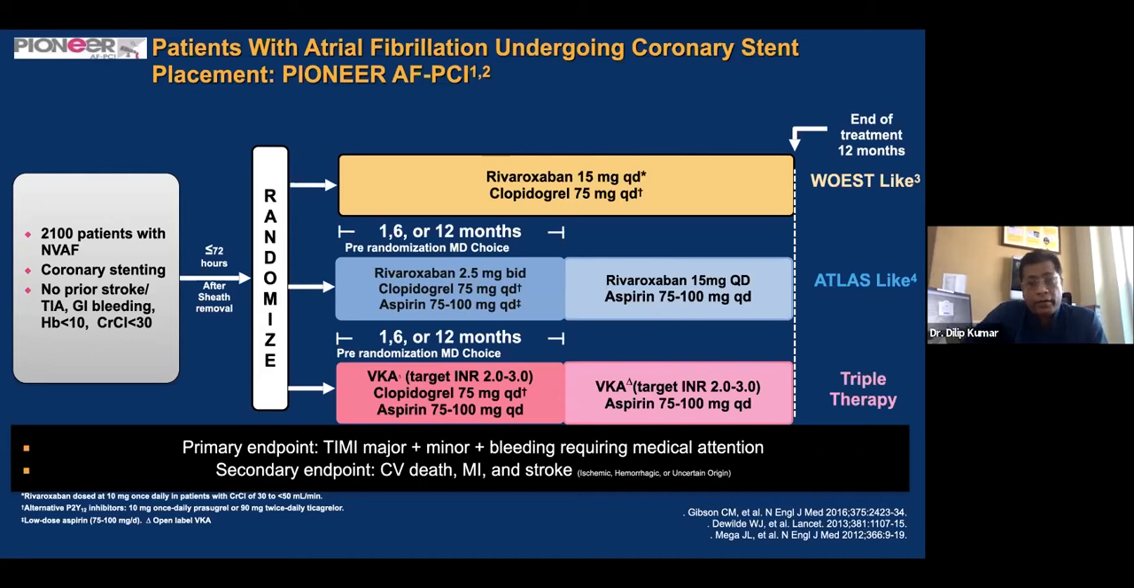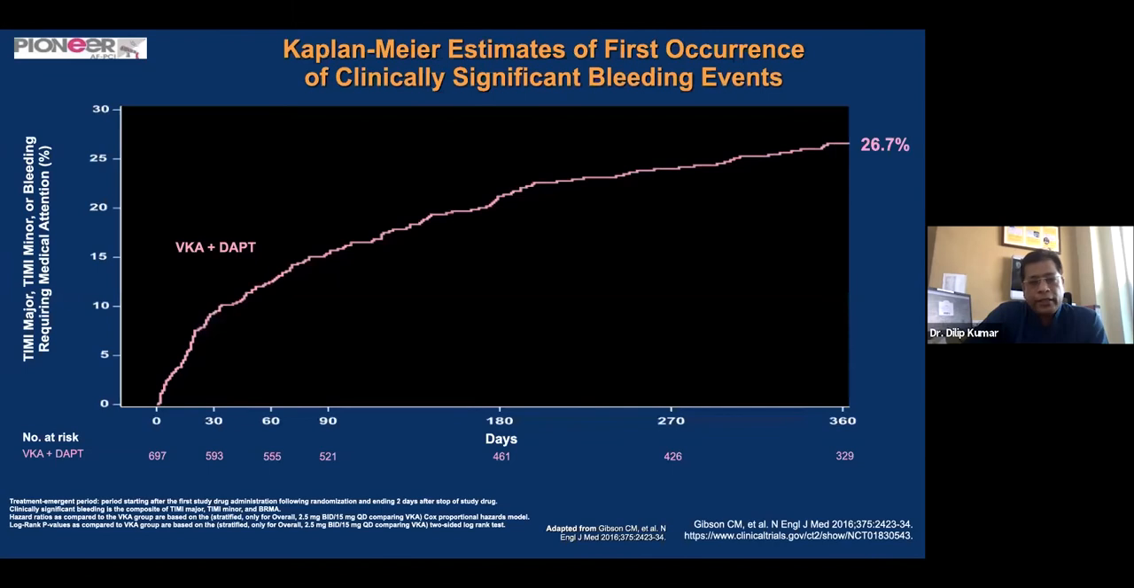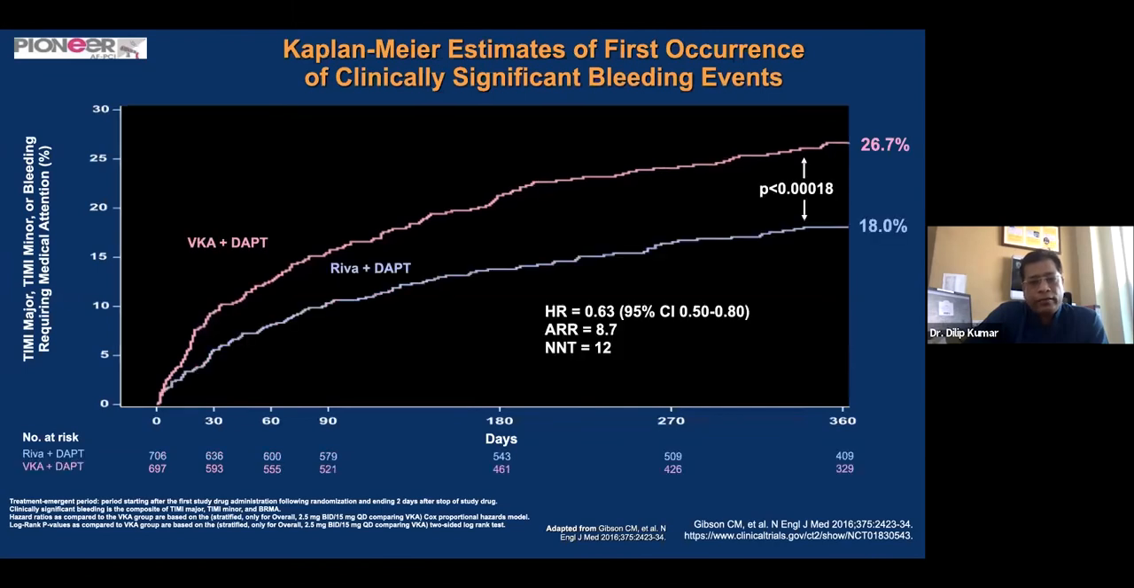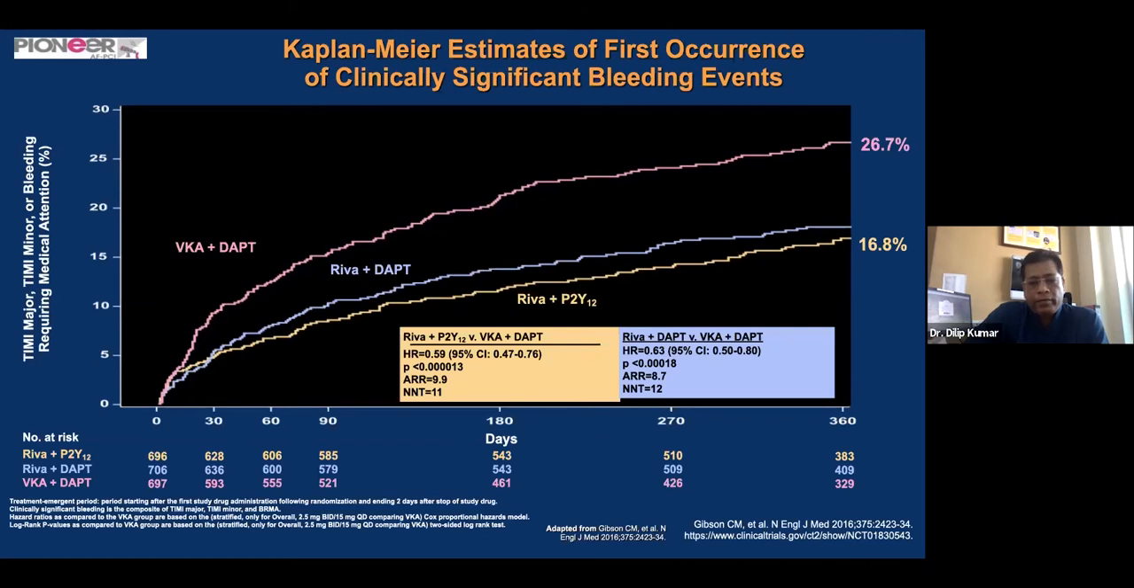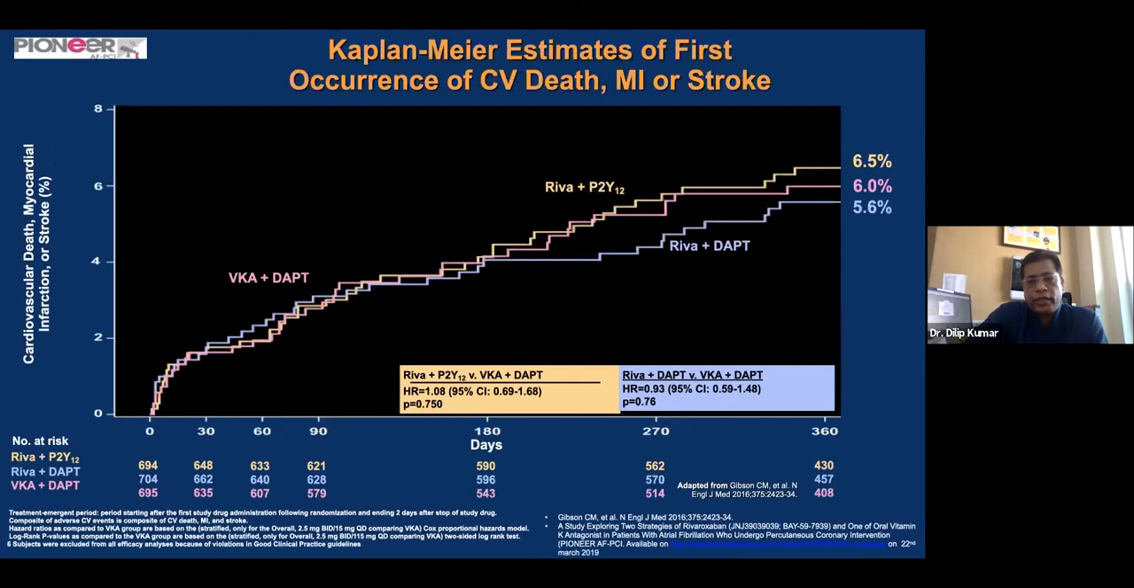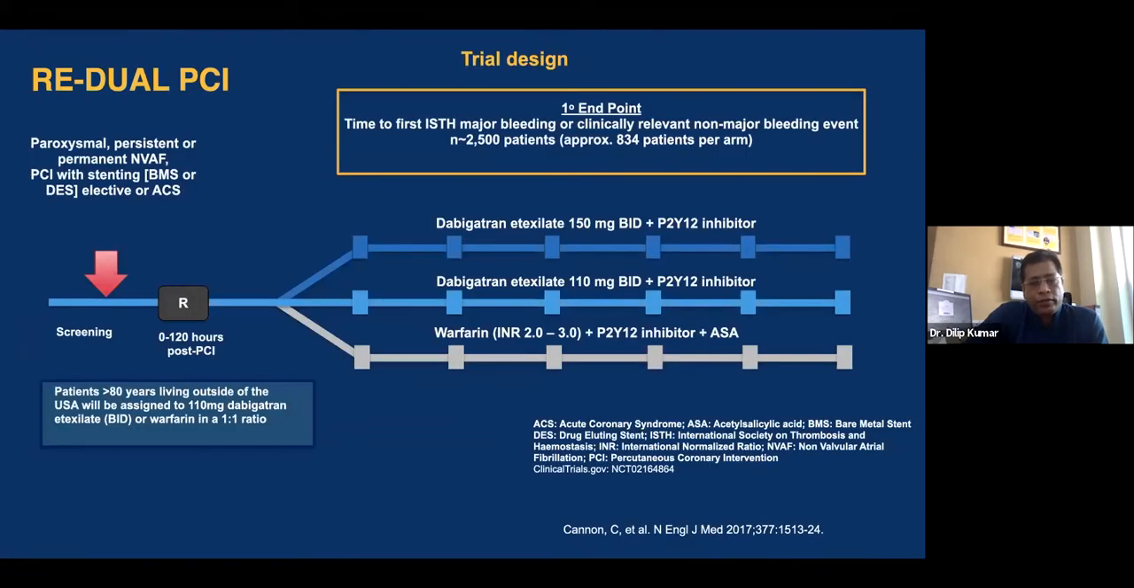It enrolled 2,100 patients, and it had 3 arms. The first arm was rivaroxaban 15 mg with clopidogrel. The second was rivaroxaban 2.5 mg twice daily with aspirin and clopidogrel. And the third was the usual triple therapy. The patients were randomized within 72 hours of sheath removal. The results validated the finding we saw in the WOEST trial: rivaroxaban plus P2Y12 inhibitor gave the least bleeding with no significant increase in stroke and ischemic events.